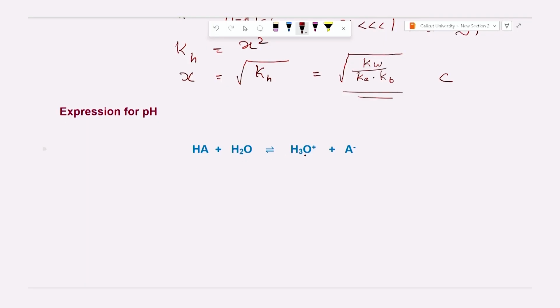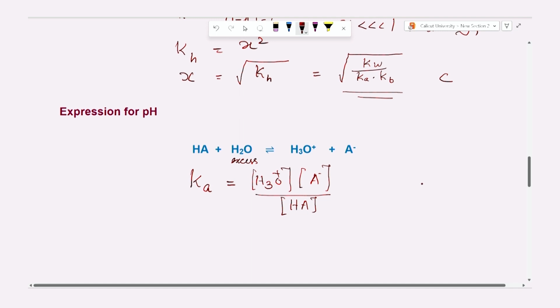Now, we are going for the expression for pH. If you want to find out the pH, let us consider the weak acid to be dissociated. HA is a weak acid, which dissociates to H3O plus and A minus, because only from that will we get an expression for H3O plus. So, again assuming water to be present in excess, I can write an expression for Ka is equal to concentration of H3O plus into concentration of A minus divided by concentration of HA.